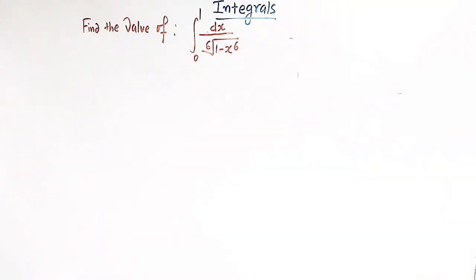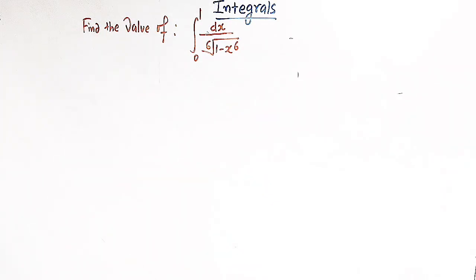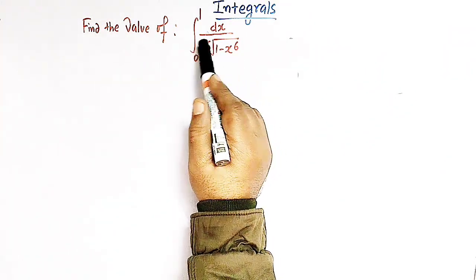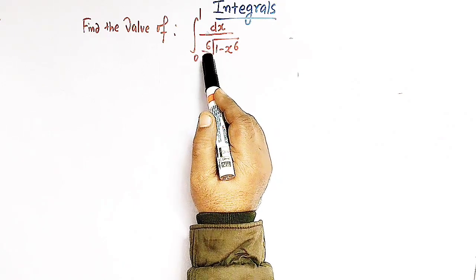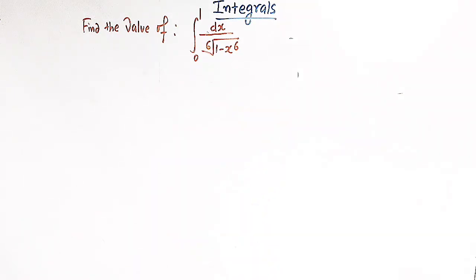Hello viewers, in today's session we are going to discuss another important problem from beta and gamma functions, and here we are going to find out the value of this integral using the concept of beta and gamma functions. So we have to evaluate the integral 0 to 1, and we have dx over the sixth root of 1 minus x raised to 6, right?